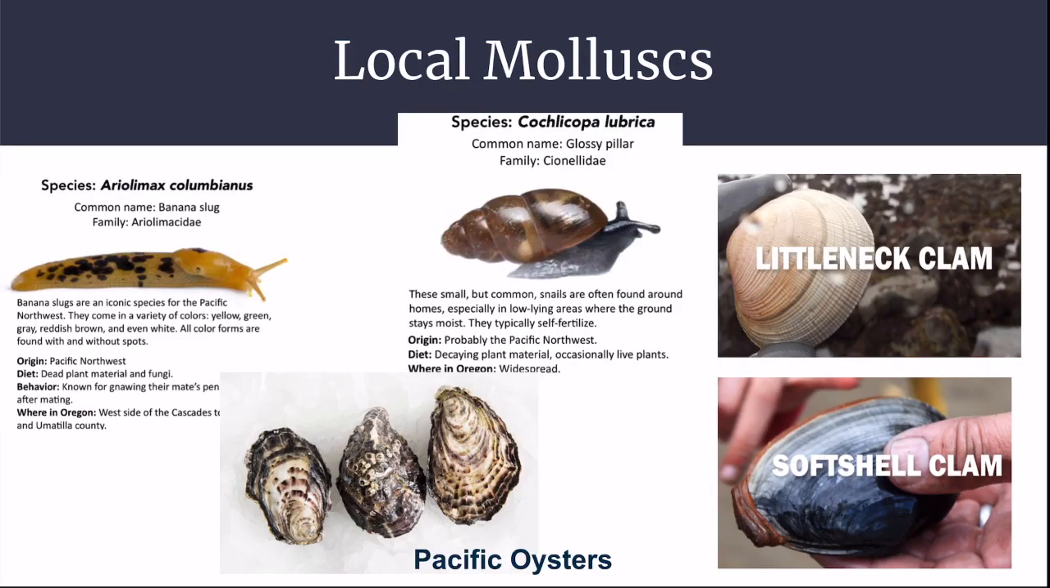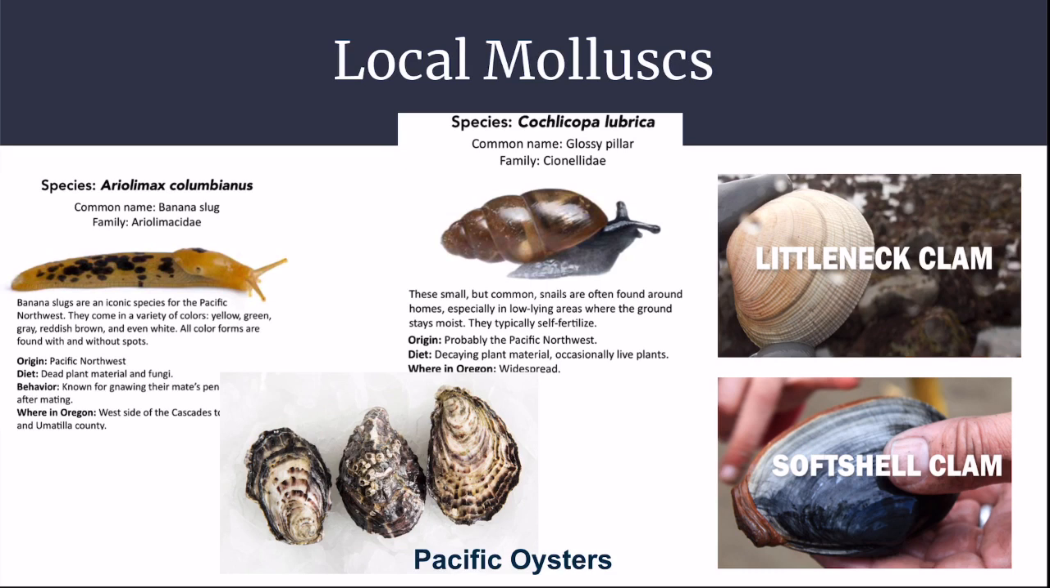So here are some local mollusks. We've got the banana slug, which I'm sure a lot of people in the Pacific Northwest know about, because there's that thing where you lick the banana slug and it makes your tongue swell. I always remember hearing about those. But they're pretty cool. You can identify it because it's got that bright yellow color with the weird black splotches on it. And it can be found on the west sides of the Cascades and in Umatilla County.